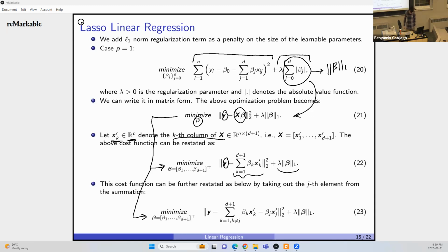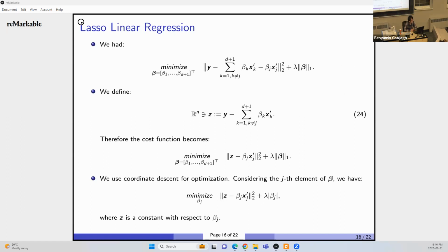Okay. Let's simplify it further. How do we do that? Can I write this summation, break it down into this summation and this? In this summation, I exclude the jth one, beta j, and bring it out of the summation. Agreed? Summation of several things, I exclude one of them, I bring it out of the summation. Why am I doing that? Again, because beta j is important for me. The rest will be constant with respect to beta j. Okay, agreed?